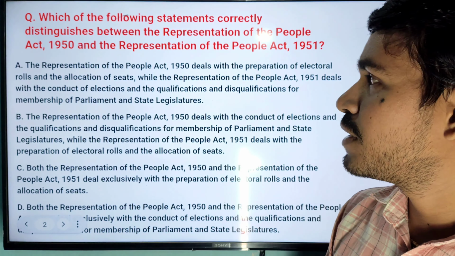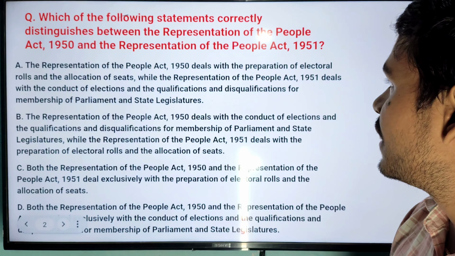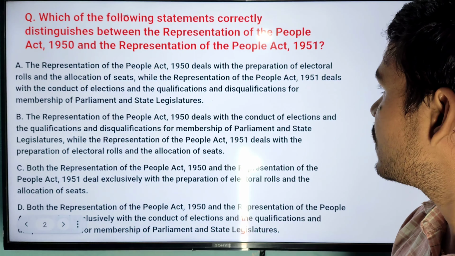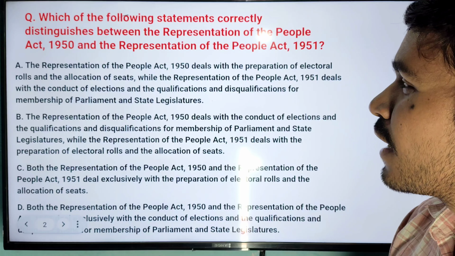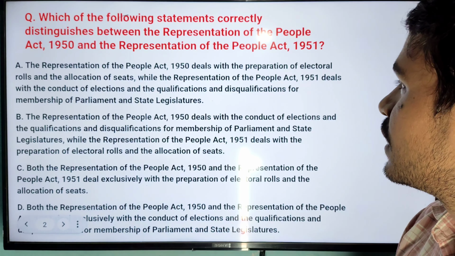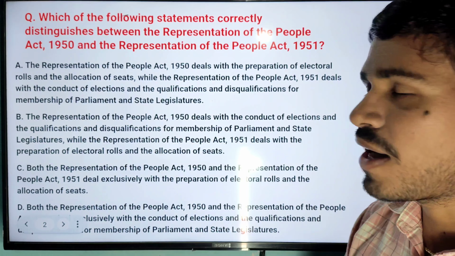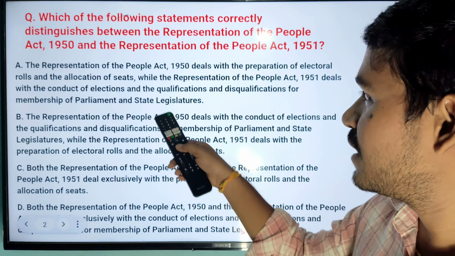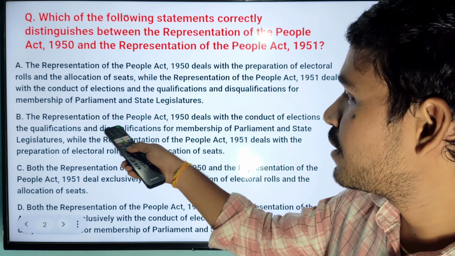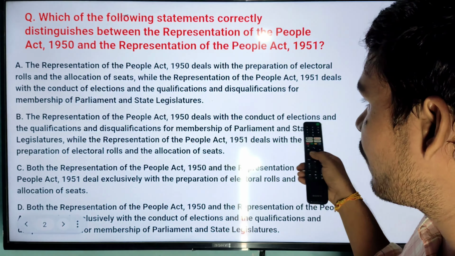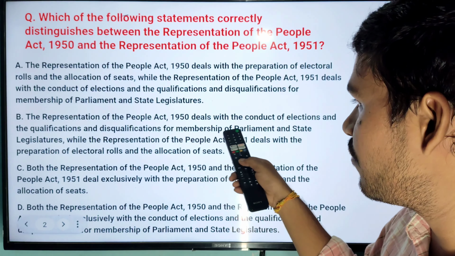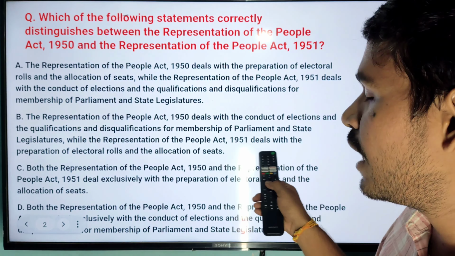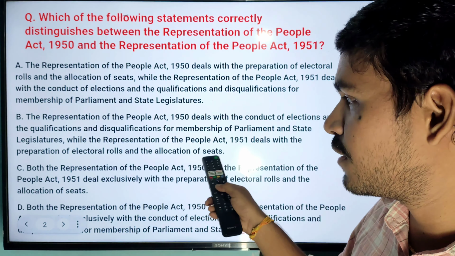Statement A. The Representation of the People Act 1950 deals with the preparation of electoral rolls and the allocation of seats, while the Representation of the People Act 1951 deals with the conduct of elections and the qualifications and disqualifications for the membership of Parliament and state legislatures. Statement B is the reverse of that. The Representation of the People Act 1950 deals with the conduct of elections and the qualifications and disqualifications of membership of Parliament and state legislatures, while 1951 deals with the preparation of electoral rolls and the allocation of seats.